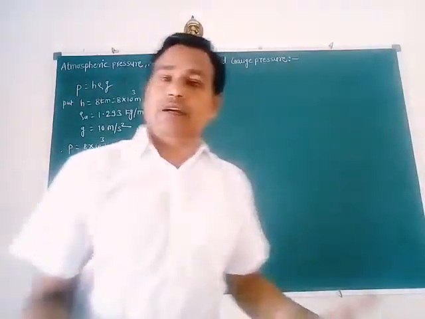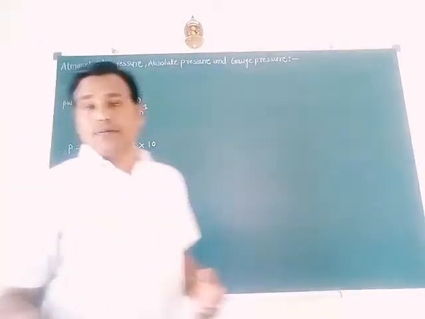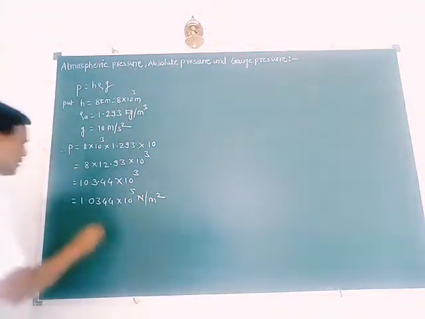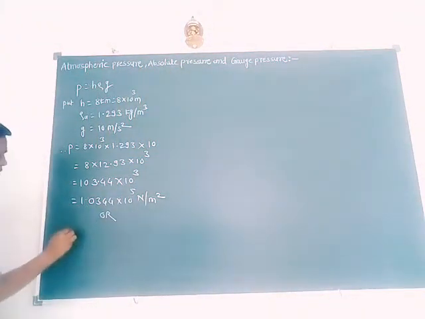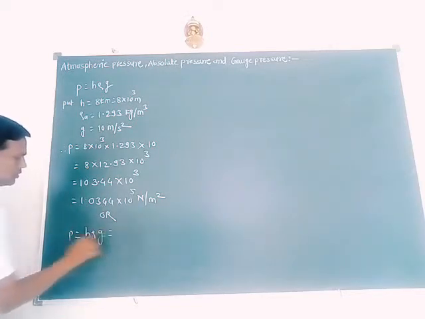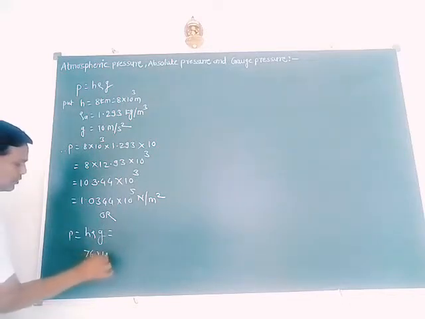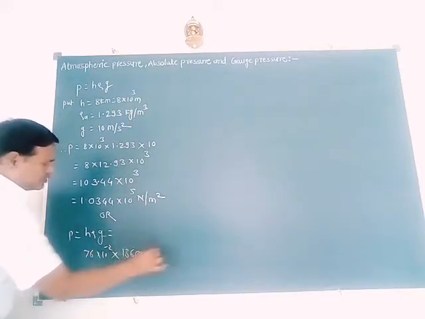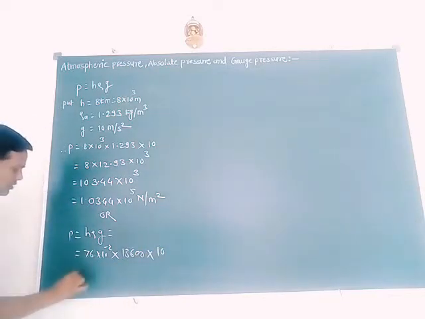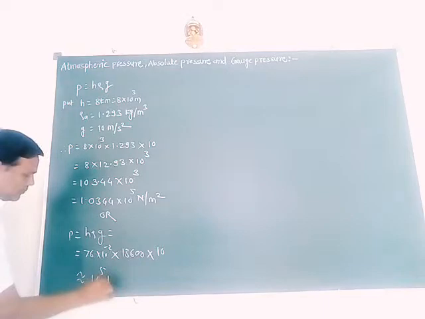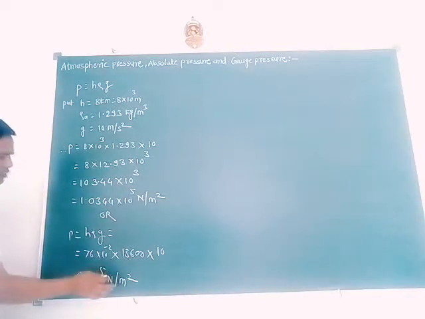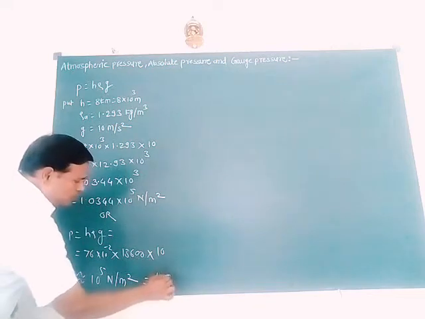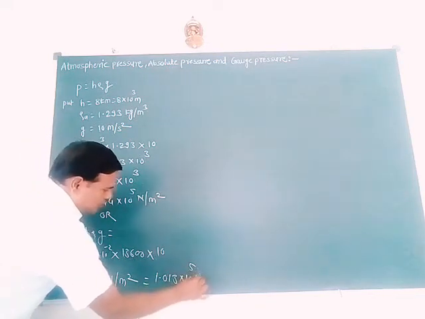This value can also be calculated using the equivalent height of mercury column. For the mercury column, P equal to, suppose, H rho G. This H is 76 into 10 to the power of minus 2 meter. Rho is 13600 kg per meter cube, and G is again about 10. It is also approximately equal to 10 to power 5 Newton per meter square. Actually, this is also equal to 1.013 into 10 to power 5 Newton per meter square.